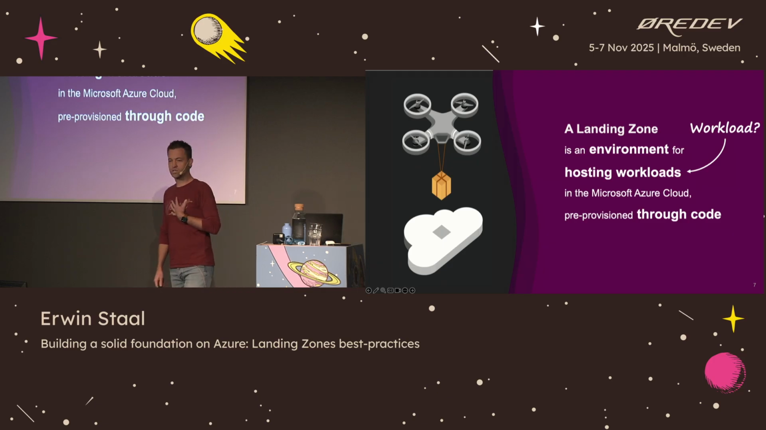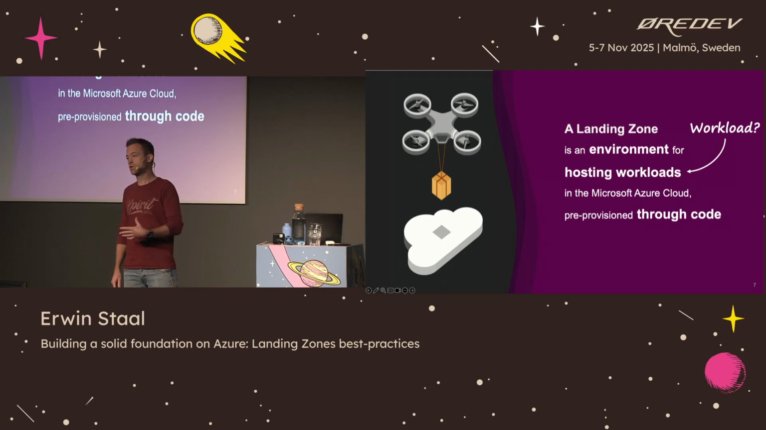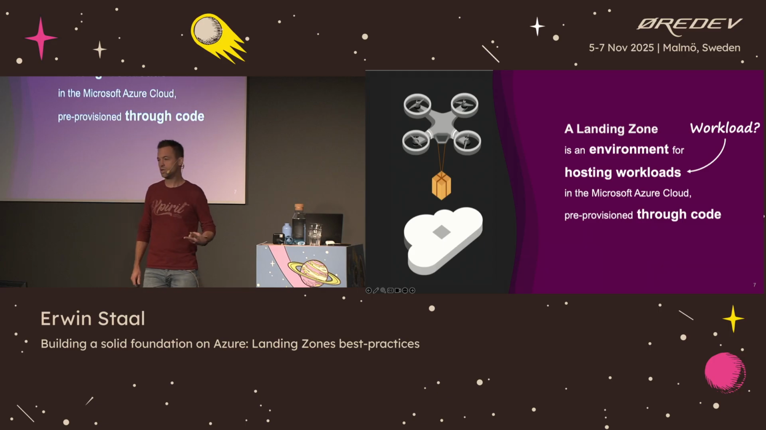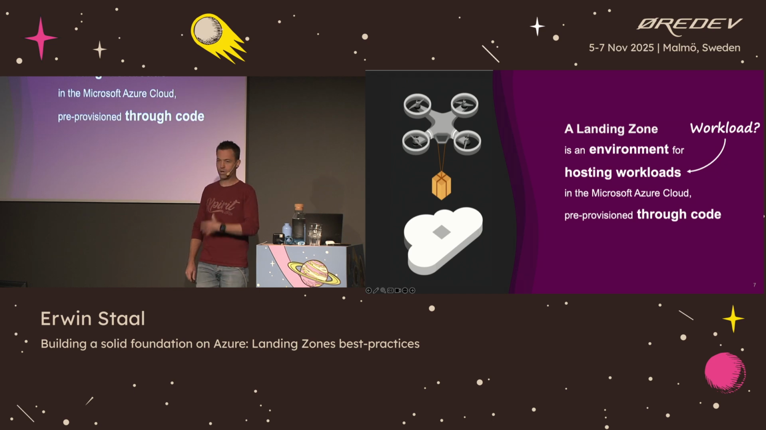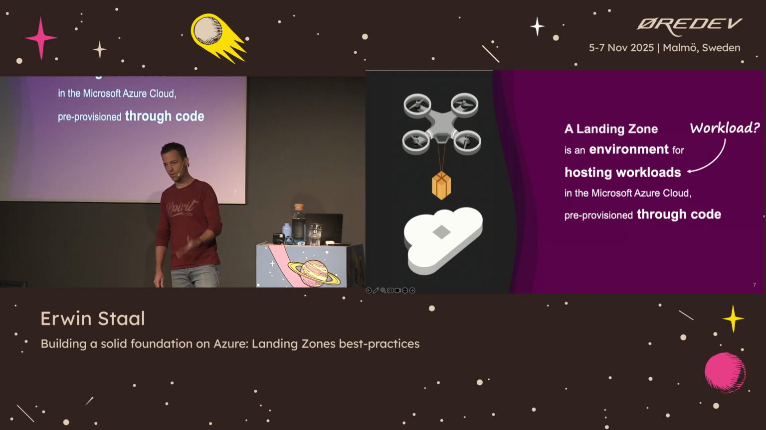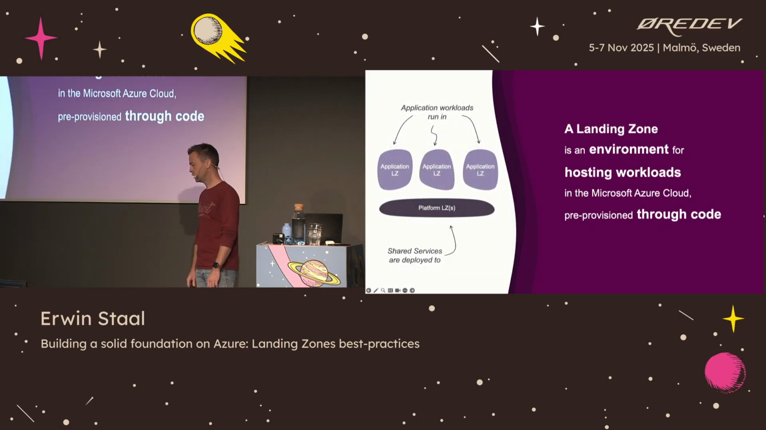For me, a workload is an application or a service that we run in Azure. It could be a single application or multiple, but it's probably always a combination of applications or services that fulfill a business need as a whole. That's what we call a workload, and we want to host that on the Azure cloud. It doesn't really matter if that's an application that we bought from a vendor or that we built ourselves. For the story today, it doesn't really matter.